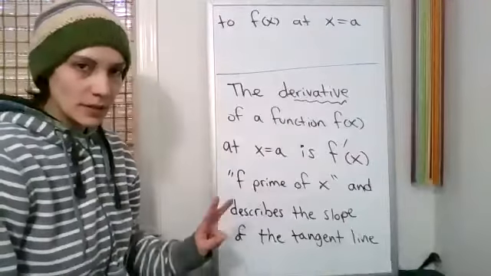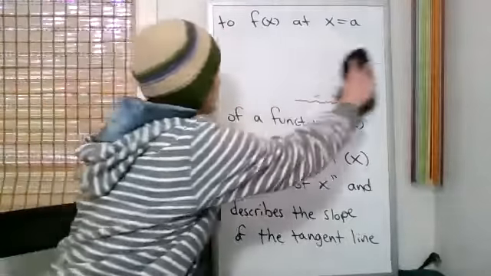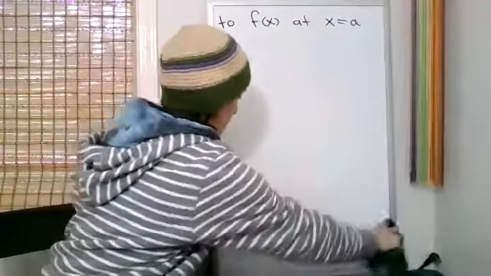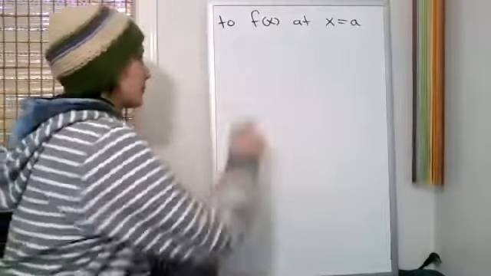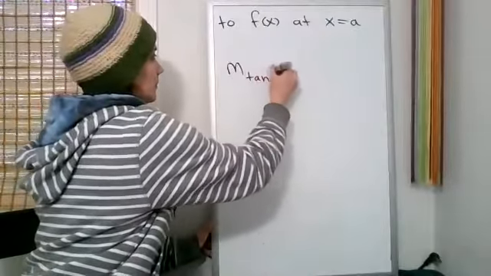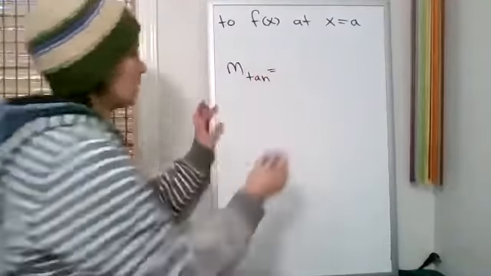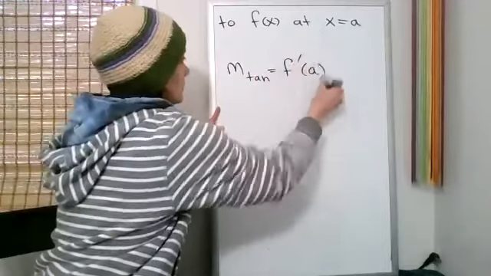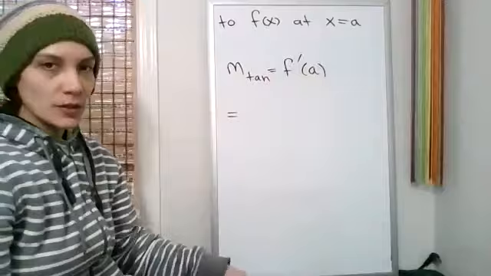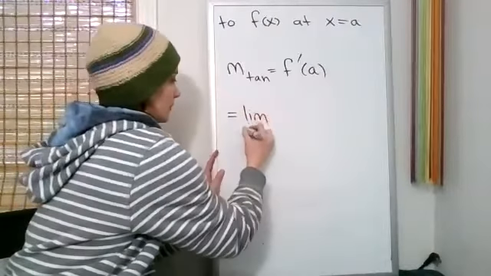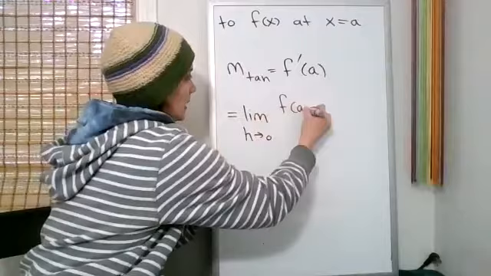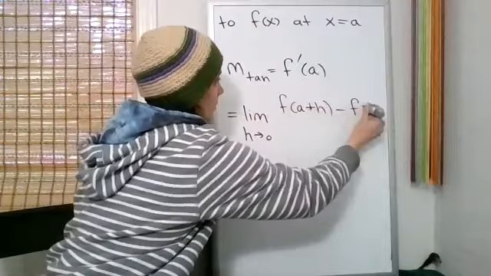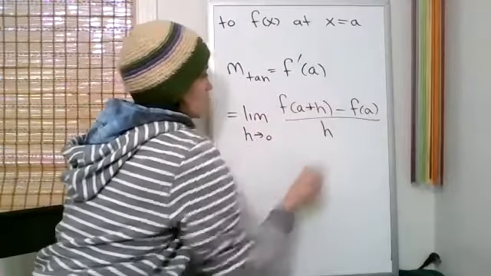So we talked about this last time. There's two ways you can do the slope. All right, either the slope of the tangent line we'll write as f prime of a, and it's the limit as h goes to 0 of f of a plus h minus f of a, and everything's over h.